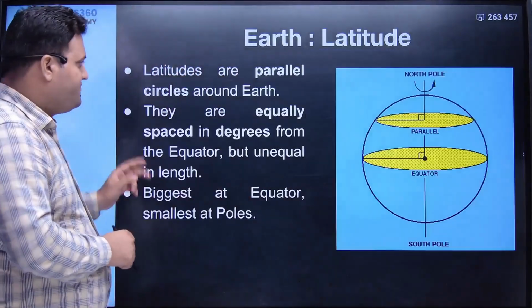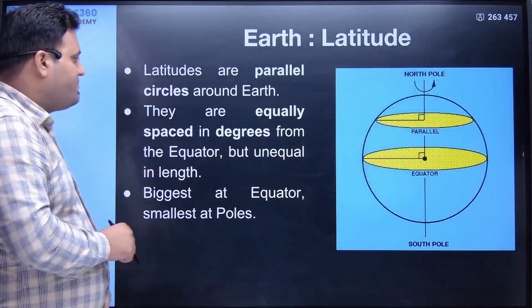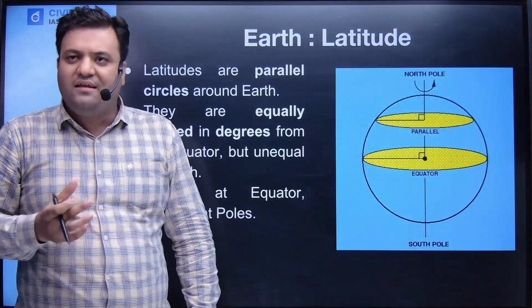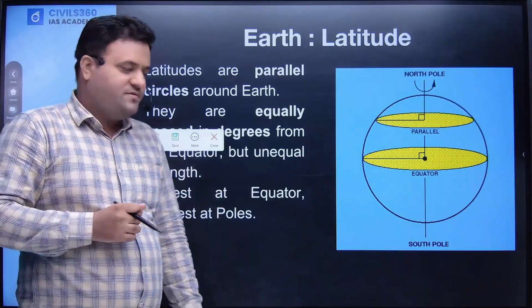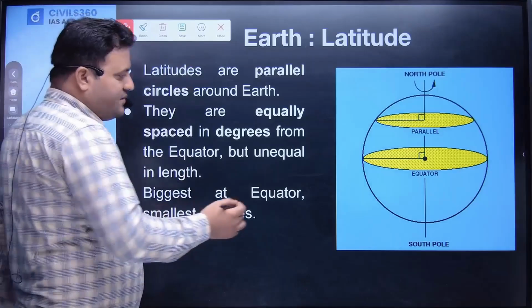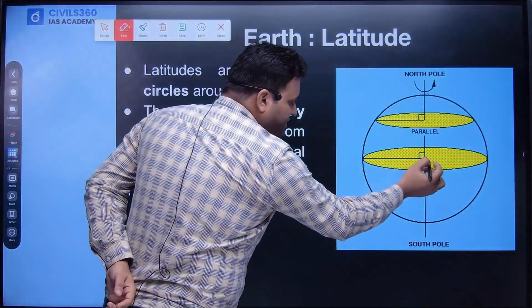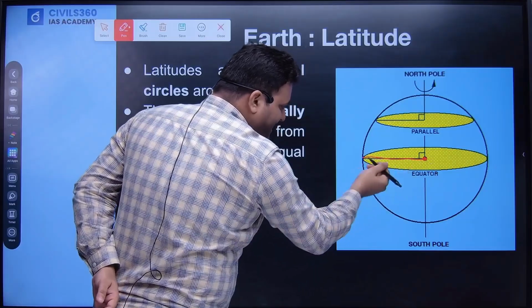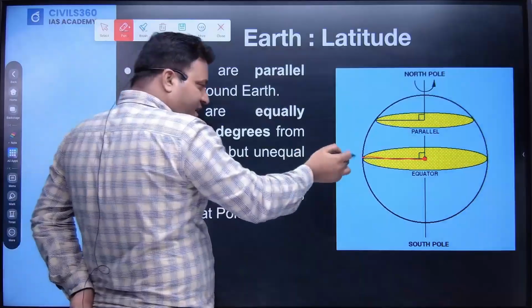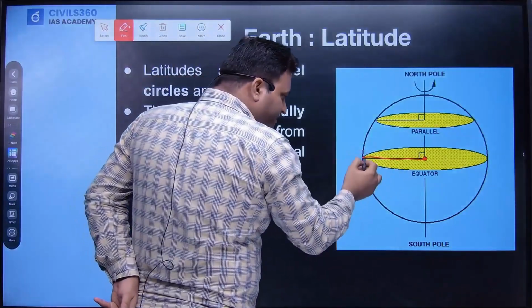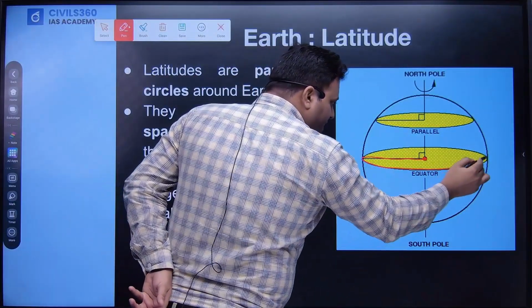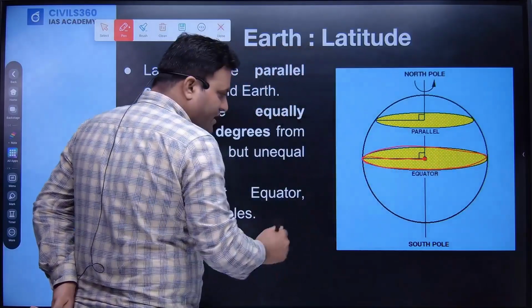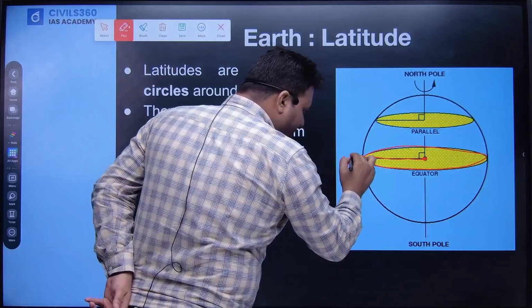Going ahead, latitudes are parallel circles around the Earth. Here you can see, suppose we have a 0 degree angle from the earth's center, and this line is drawn towards the surface, and when it runs across the surface, we have this pattern. We have this equator, which we call the 0 degree latitude.